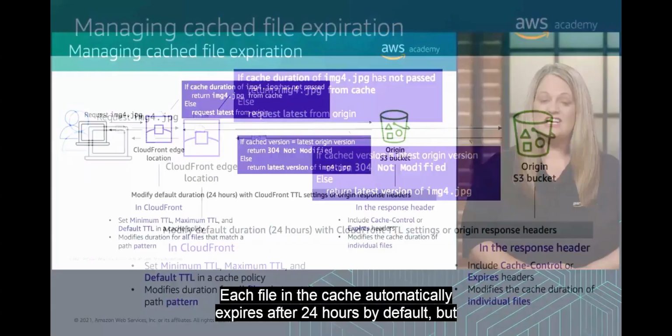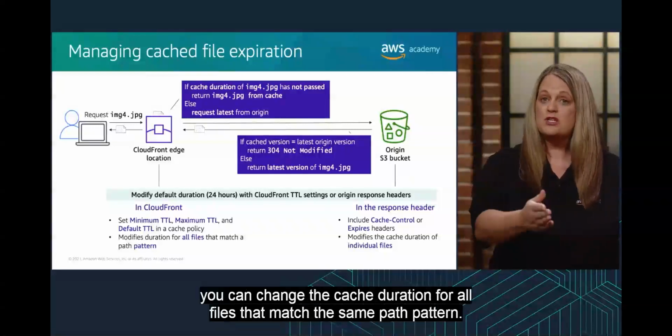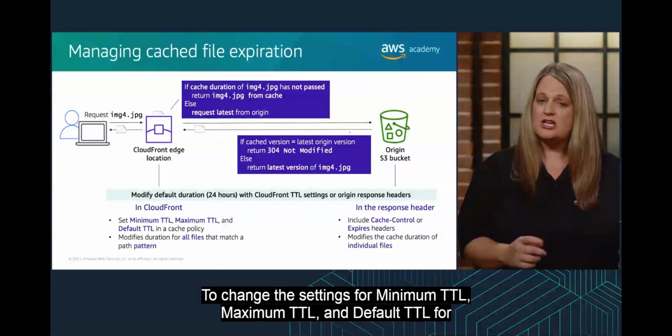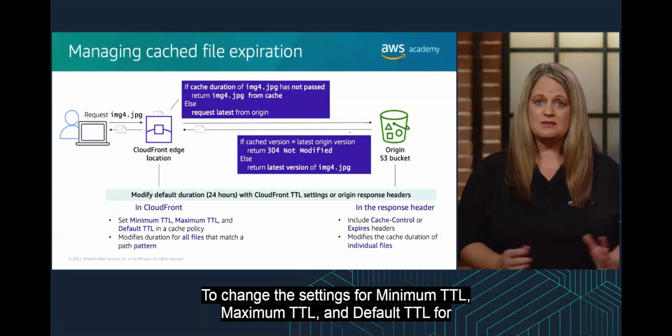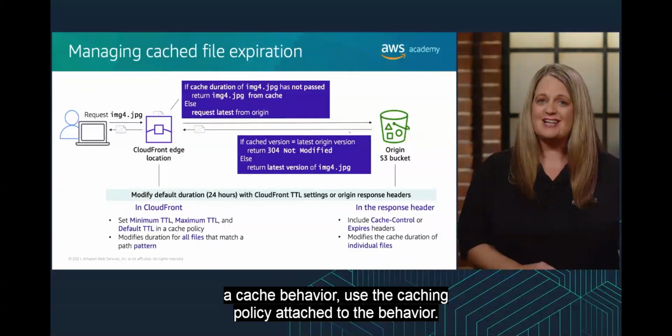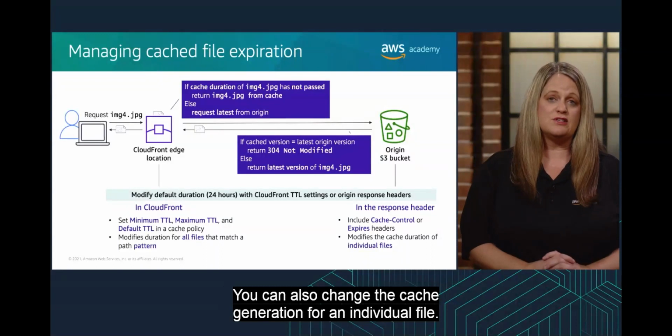version of the file. Each file in the cache automatically expires after 24 hours by default, but you can change the cache duration for all files that match the same path pattern. To change the settings for minimum TTL, maximum TTL, and default TTL for a cache behavior, use the caching policy attached to the behavior. You can also change the cache duration for an individual file.